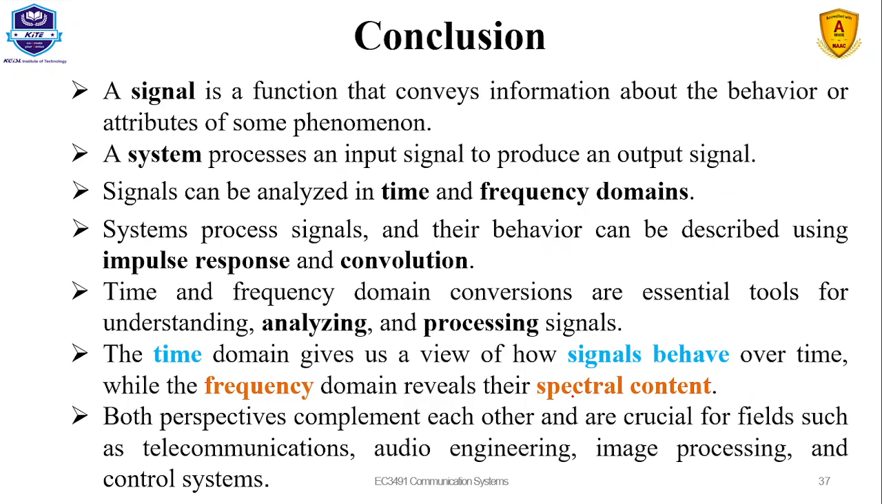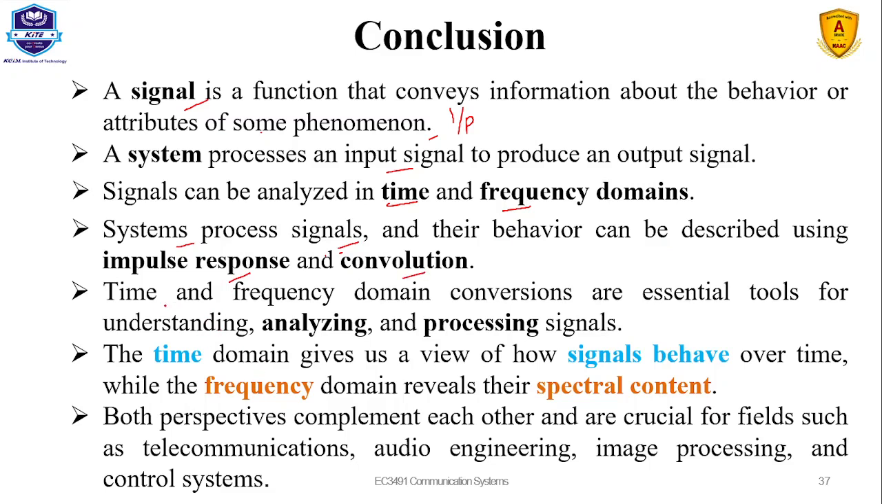So, conclusion: we have seen today about the signal. A signal is nothing but behavior or attributes dependent on some physical quantity. It is simply known as the input. A system is nothing but that which processes the given signal input. The signal can be analyzed in terms of time as well as in frequency domains. And the system processes the input given, that is signals, and its behavior can be described in terms of impulse response and in terms of convolution.